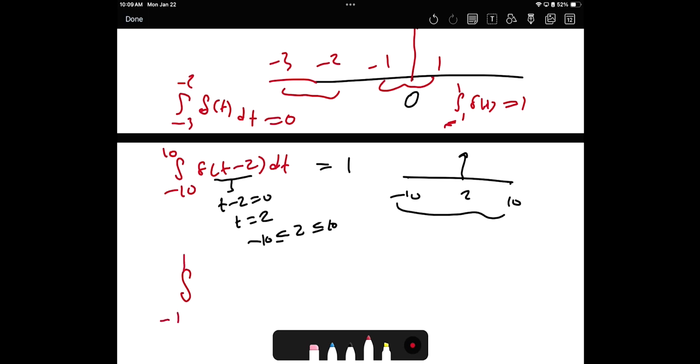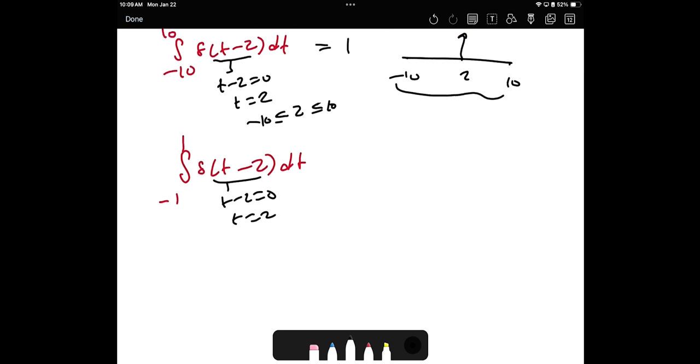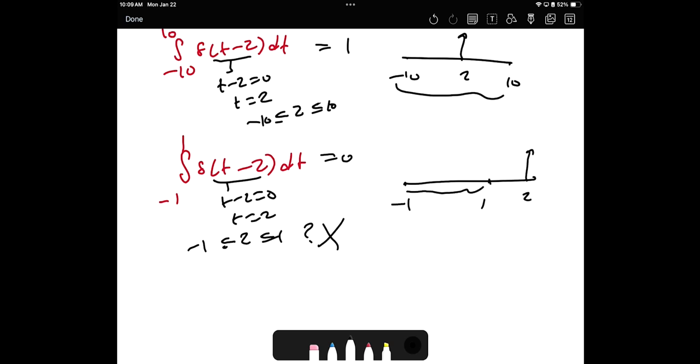How about the integral between negative 1 and 1 of delta of t minus 2 dt? Now, here t minus 2 equals 0, therefore t equals 2. It is centered at 2. Is 2 between negative 1 and 1? No, it is not. So the answer will be 0. Because here is your 2, here is 1, here is negative 1. So you are doing the integral here, and you are not including the arrow. Therefore, it will be 0. That arrow goes to infinity, but it has an area of 1. Okay, clear?